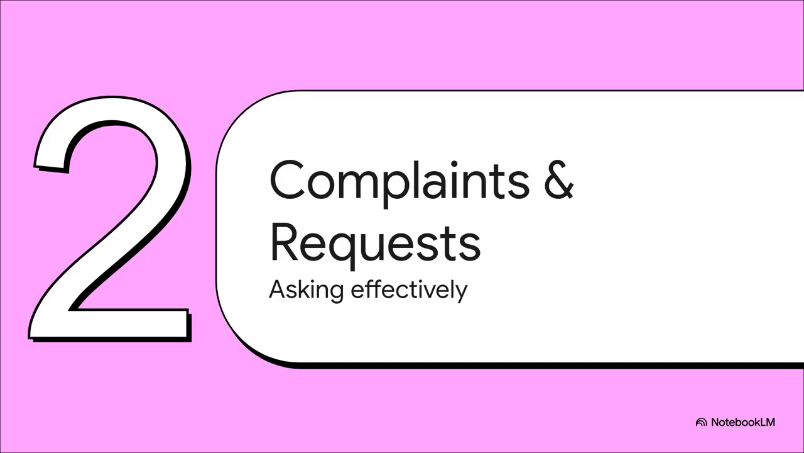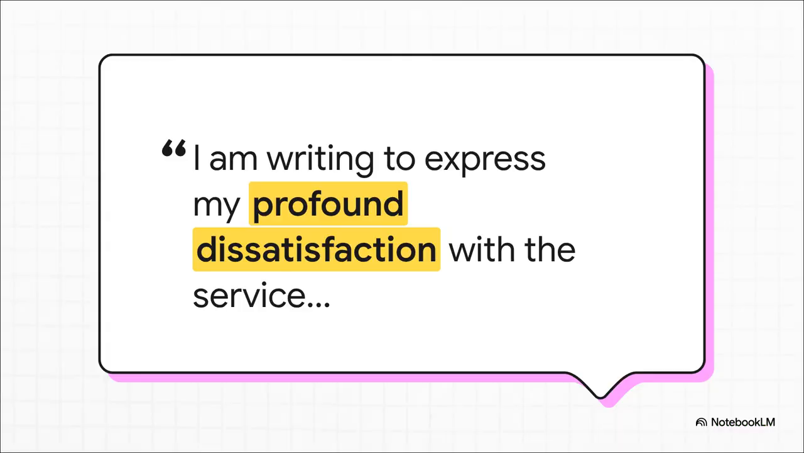Moving on to Section 2, complaints and requests. We're going to look at the precise vocabulary you need to complain or ask for things effectively without sounding too aggressive or too timid. Just consider this really powerful opening sentence pulled straight from a high-scoring restaurant complaint essay. I am writing to express my profound dissatisfaction with. Notice how, instead of just saying, I'm angry, using profound dissatisfaction, 强烈的不满, demonstrates a command of complex, formal vocabulary. It perfectly conveys deep unhappiness, but keeps it in a highly professional tone. It immediately shows the examiner you have real range.